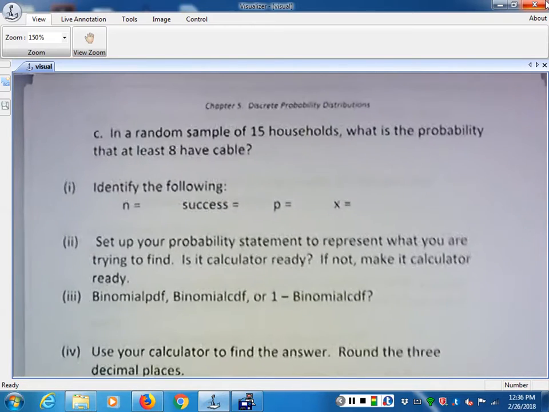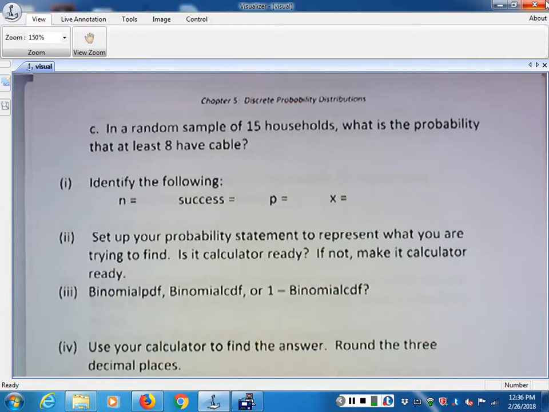So let's go ahead and take a break and then come back and finish this problem and do the remaining pages, and then see if we have any questions before we finish for the day.